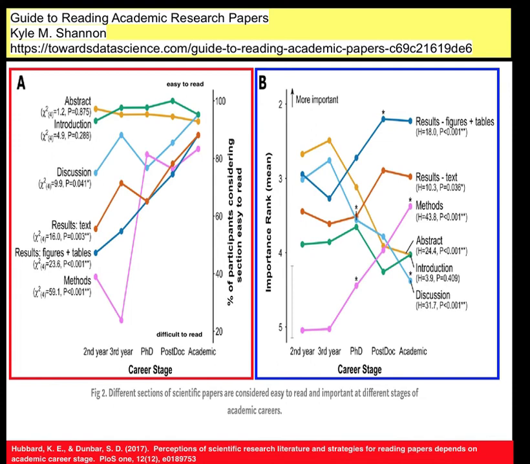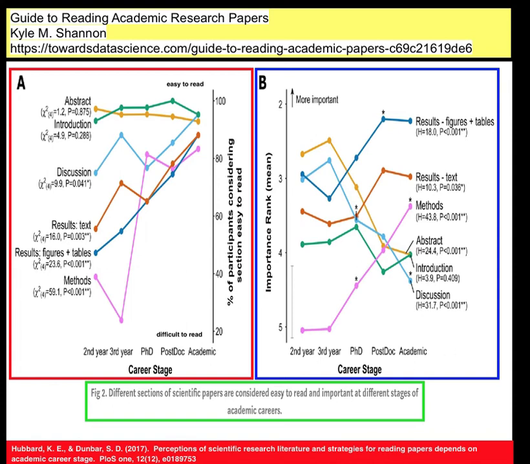All right. You've had an opportunity to examine the figure and create some ideas as to what it is depicting. Let's take a look at it together. To begin with, let's take a look at the title of the figure. Here is the title. Many times people don't even see that there is a title to it. It says Figure 2, different sections of scientific papers are considered easy to read and important at different stages of academic careers. That's the title.